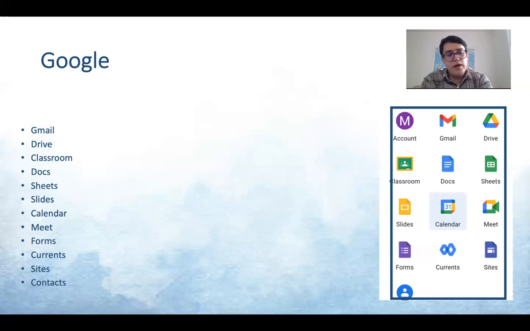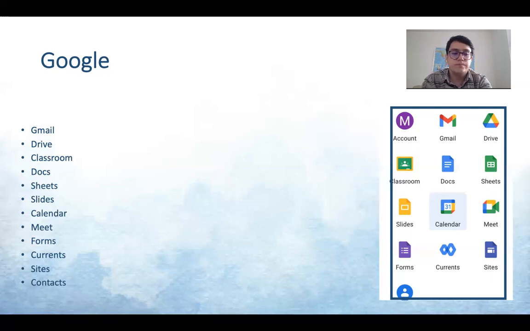Calendar, it's very useful to save your important dates that you have to work or go to school or do homework. Meet is for meetings, video calls, and such things. Google Forms is for surveys, quizzes.